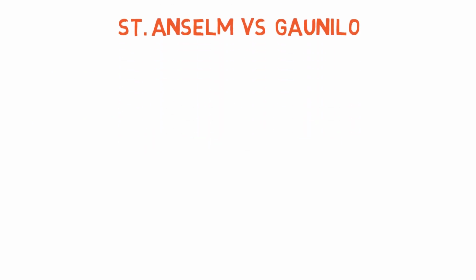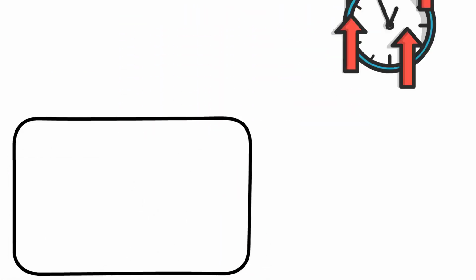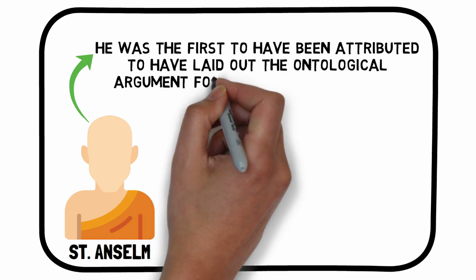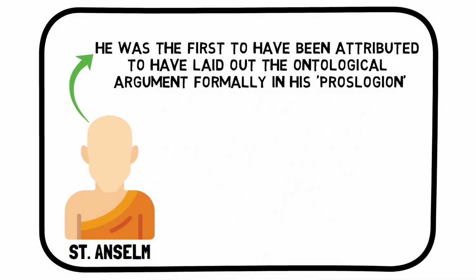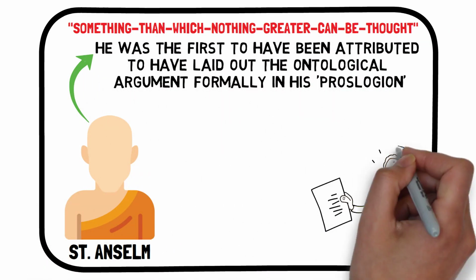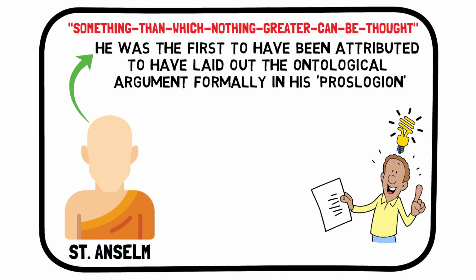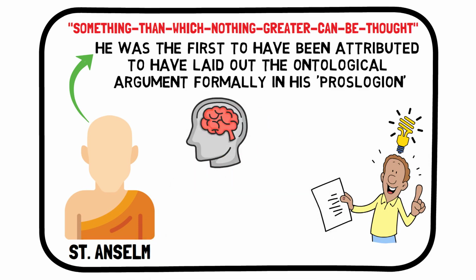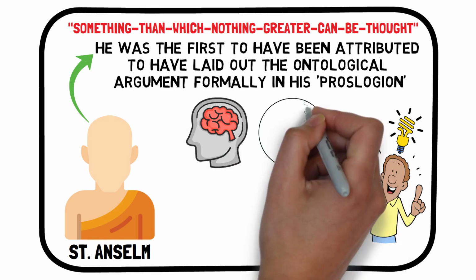It all started in the 11th century with a clever Italian monk named Saint Anselm, or at least he was the first to have been attributed to have laid out the ontological argument formally in his Proslogion. Saint Anselm starts his argument by defining God as something than which nothing greater can be thought, and that this definition of God can be understood in the mind by everybody, regardless of whether or not they believe in God, even by a fool.